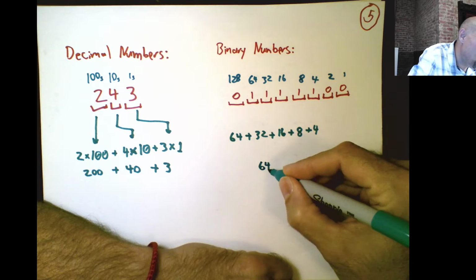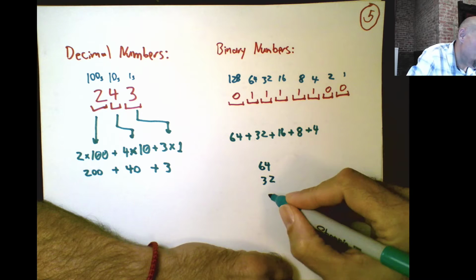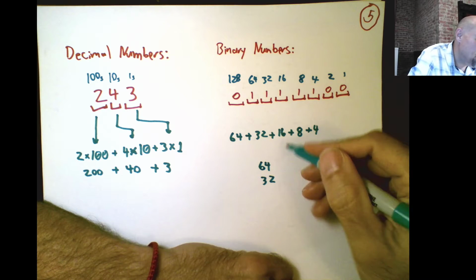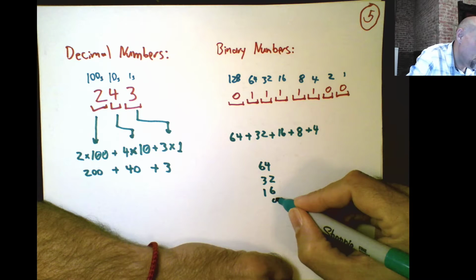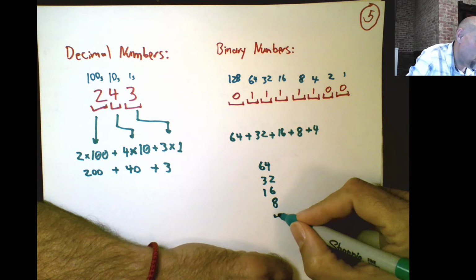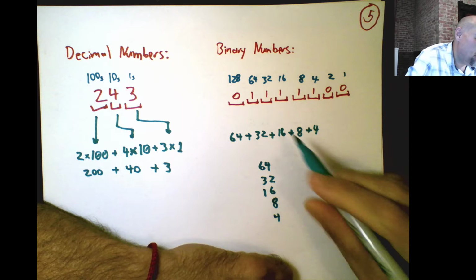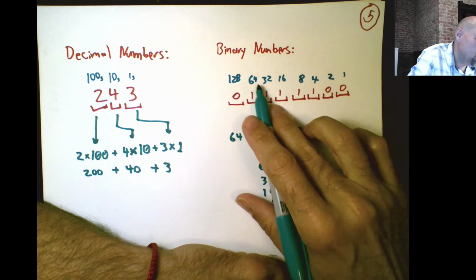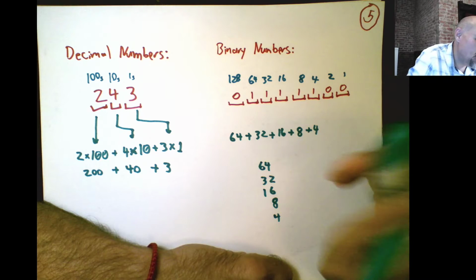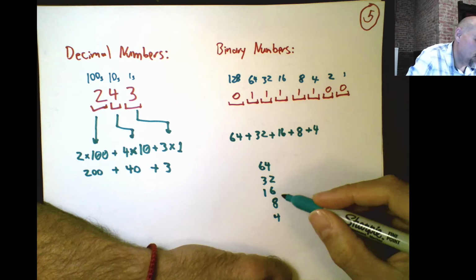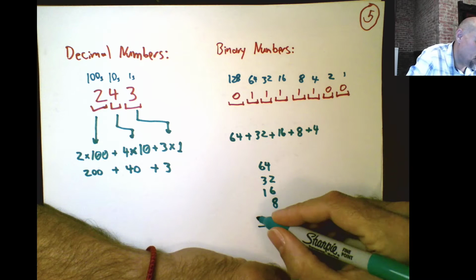So 64, 32. We could add those up and then add the 16 to that, but I'm just going to stack them all up on top of each other. So 16, 8, and 4. So notice there's my 5 1s. I don't have to put the 1 times every time because 1 times that is that. So 64 plus 32 plus 16 plus 8 plus 4. And let's add those up.